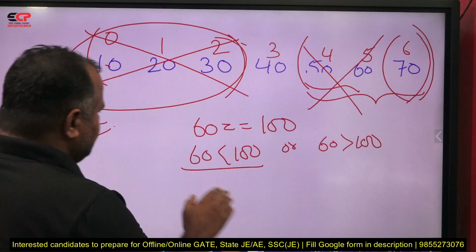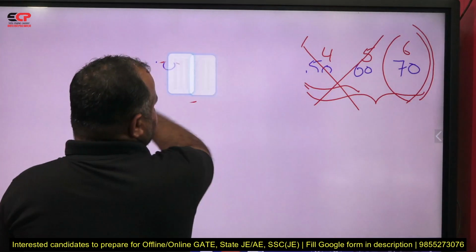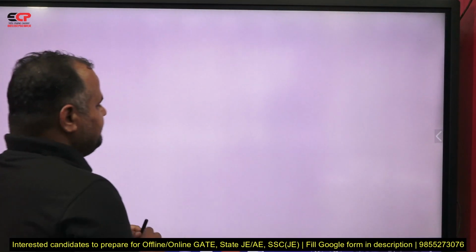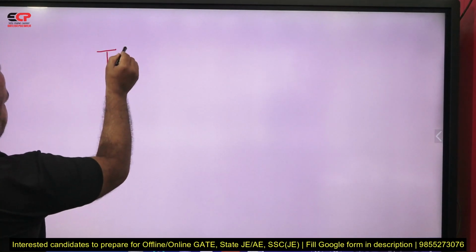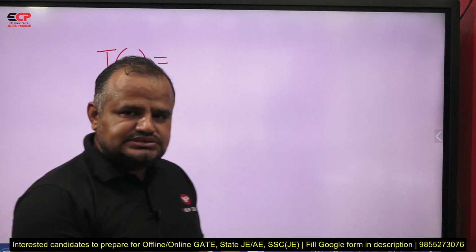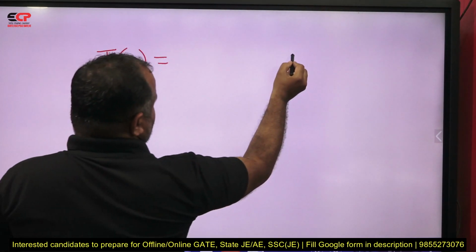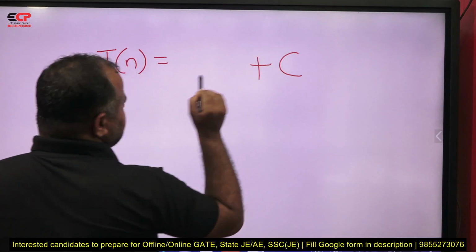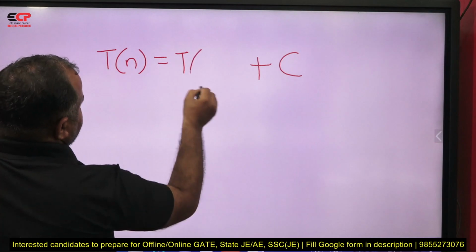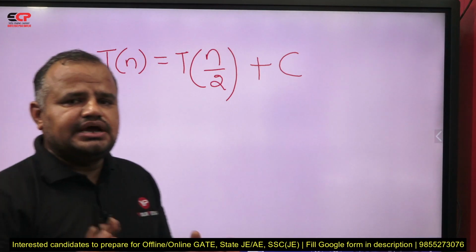Fine. In this way, if I talk about the recurrence relation of binary search, initially I want to search an element on an input size of n. So what is T of n? T of n represents the time required to search an element when input size is n, which is sorted in nature, and I am trying to apply the binary search. Then after performing some constant amount of task, I am able to decide that I have to apply the binary search again on this n by 2 size array.